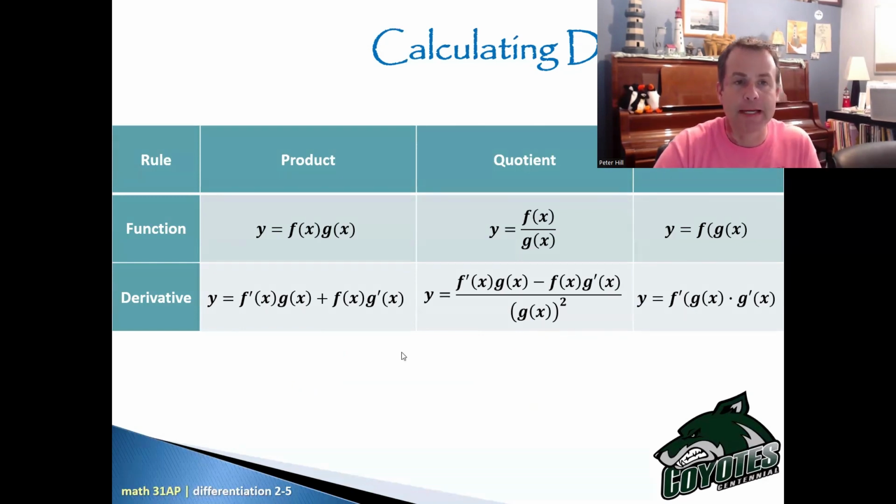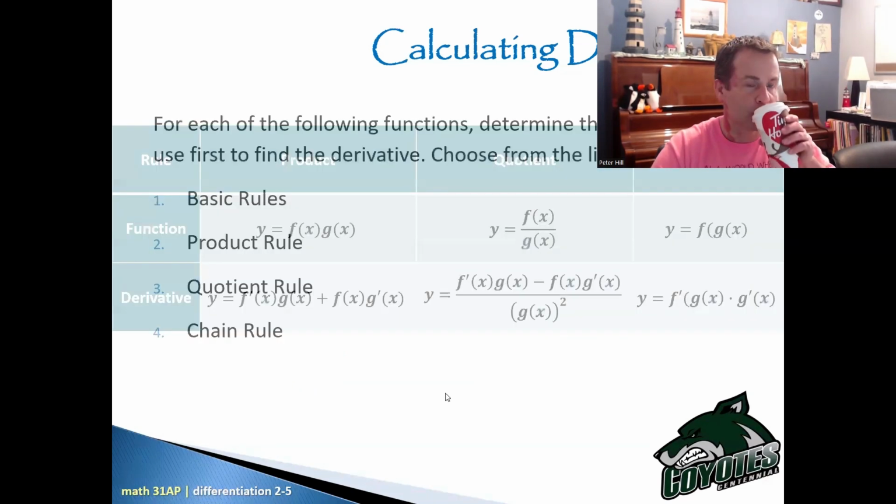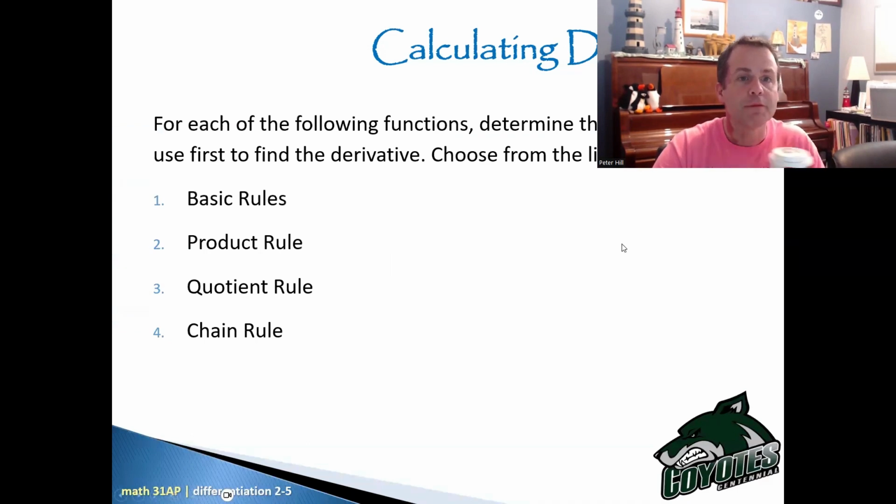Okay, now, for each of the following functions, determine the best rule to use first to find the derivative. Choose from the list below. So we're going to either say, hey, we're going to use basic rules. That's like, when you have 2 functions being added together, you just do the separate derivatives and add them together. Those are all the basic rules. Then the product rule, quotient rule, and chain rule that we just talked about.